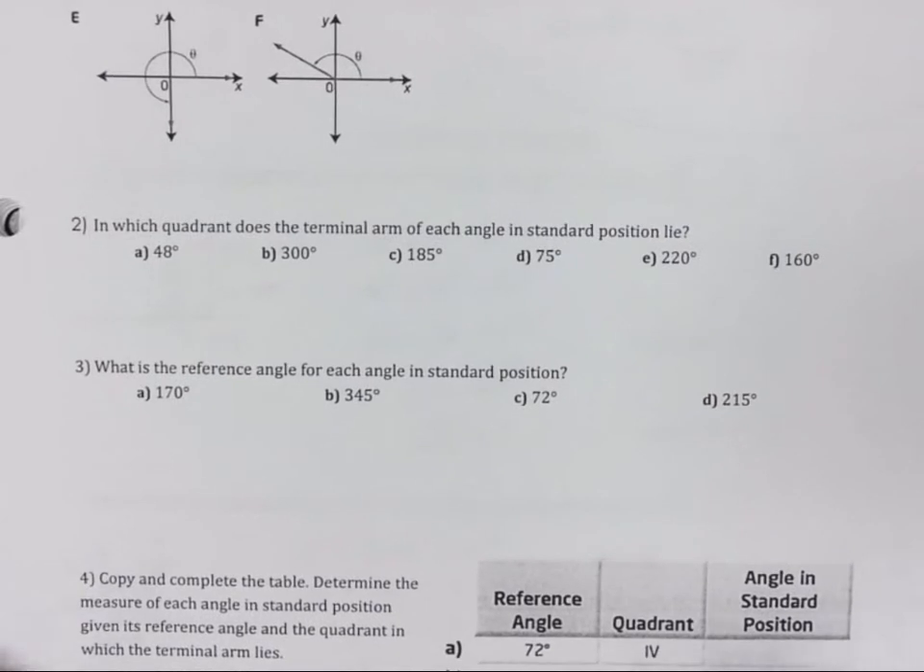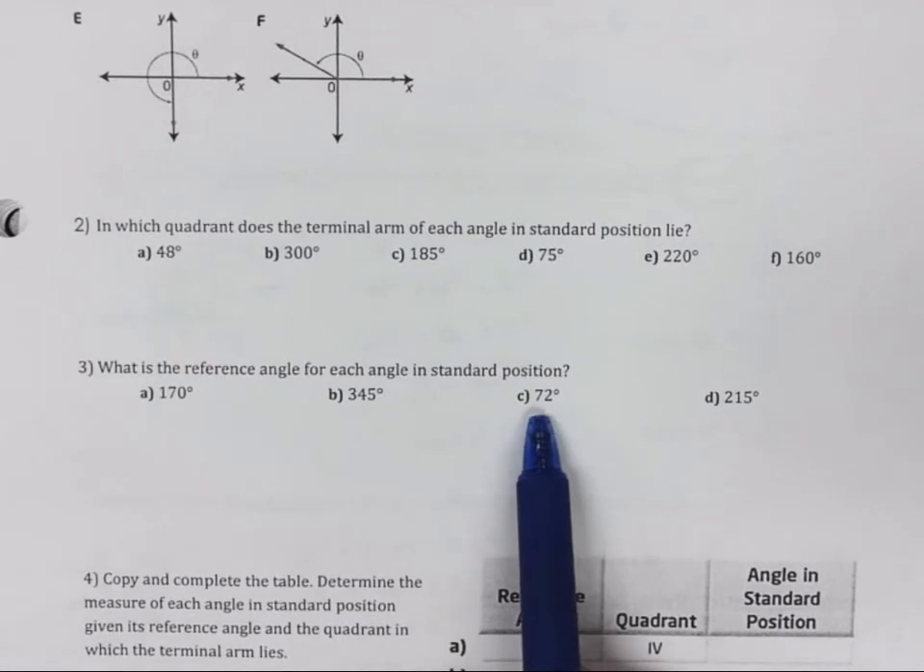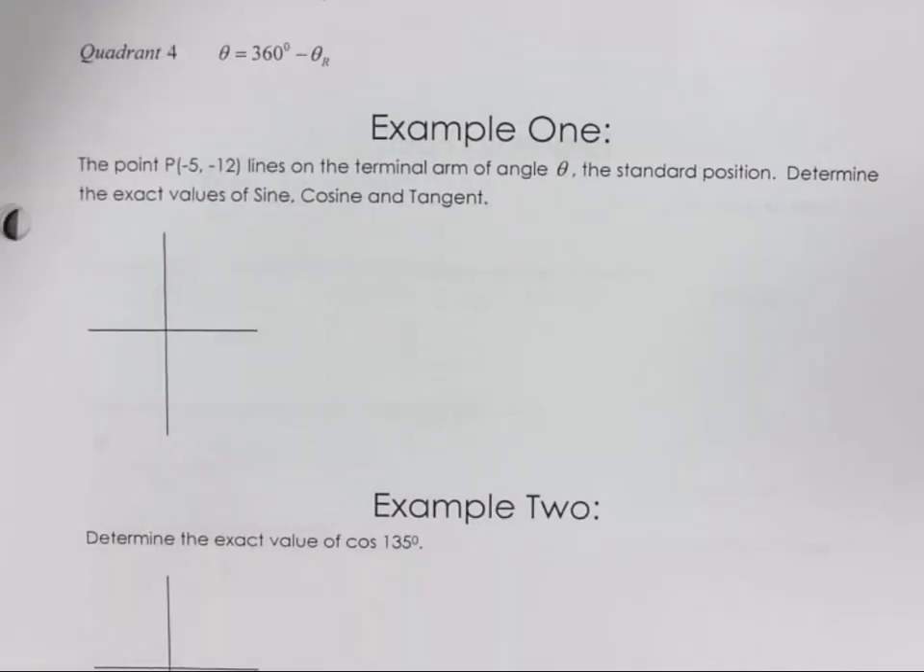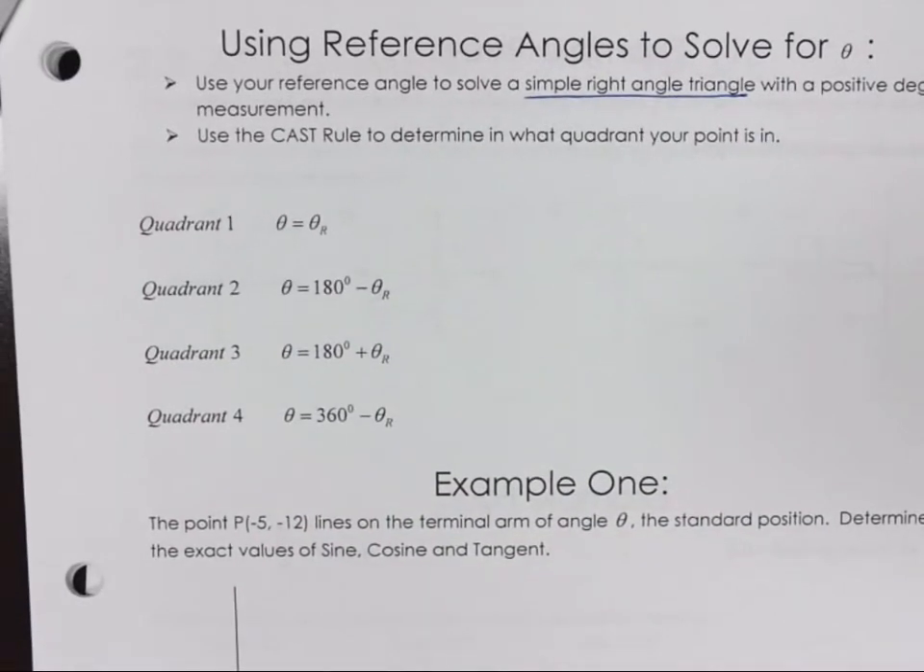This question here was the question you asked me about. What's the reference angle for 72? And the answer is 72, right? Because it's an acute angle and it's in the first quadrant. So when I get to here, we know that in quadrant 1, theta is theta reference. They're the exact same thing.